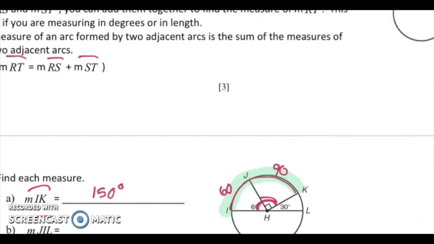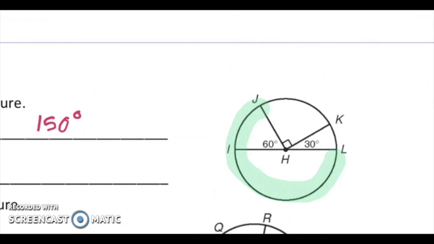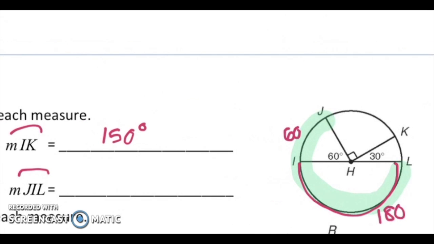So now I'm going to erase that and let's look at another example. Arc JIL. So that's a major arc. I know that because it uses 3 letters. So again, we know that this arc here is 60. And arc IL here is a semicircle that has to be 180 degrees. And so JIL is going to be the sum of those arcs. So that's going to be 240 degrees.